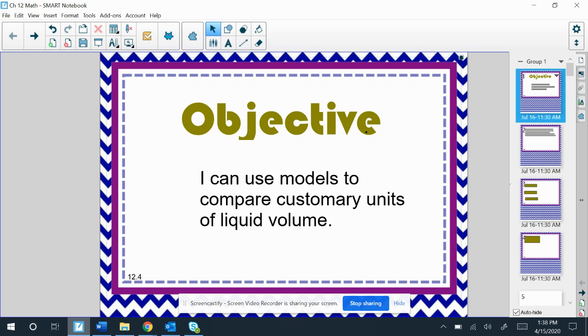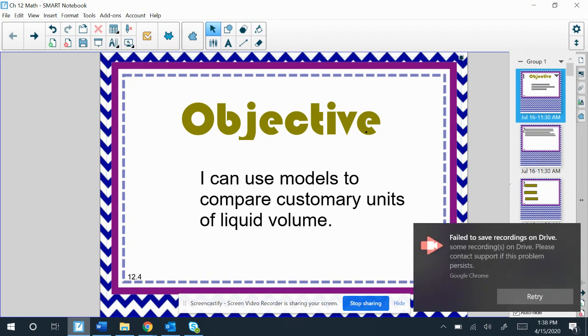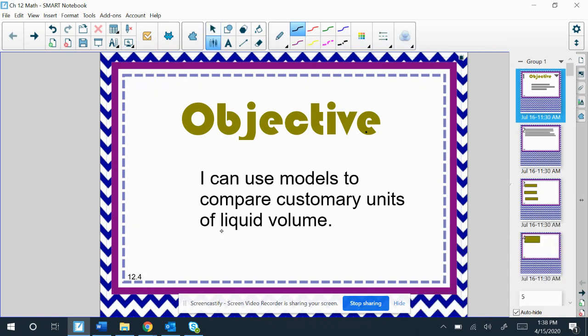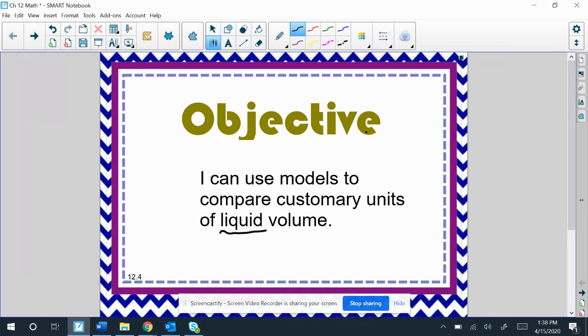Hello, today we are going to use models to compare customary units of liquid volume. Liquid volume is where it is like in a cup or a jug or a glass. It's a liquid. And there is a story that is going to help you with this. So here is the story.